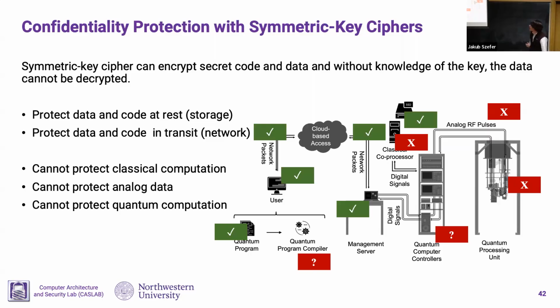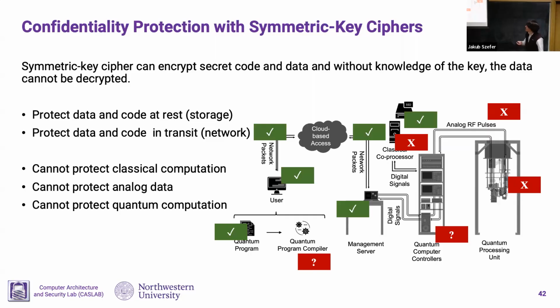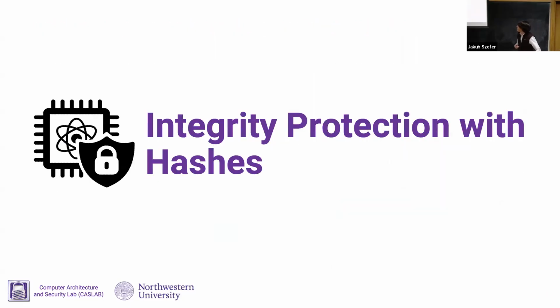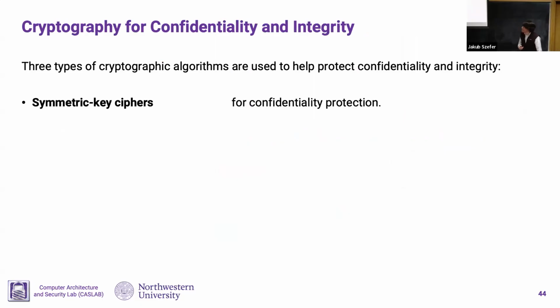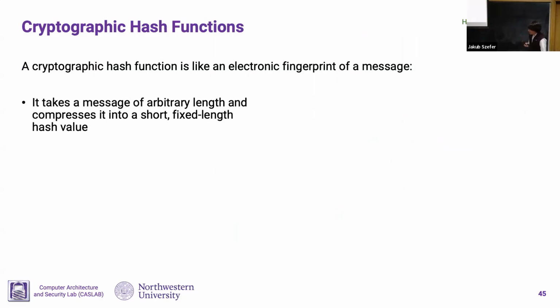Okay, all right. For the last part, we'll talk about integrity protection with hashes. The previous part was about confidentiality. Integrity is about making sure somebody or something doesn't modify the data, and for integrity we use cryptographic hashes. So again, on this list, we talked about symmetric keys for confidentiality. Now we're going to talk about cryptographic hash functions for protecting integrity, which basically means detecting if somebody tried to modify the data, or preventing somebody from modifying it.